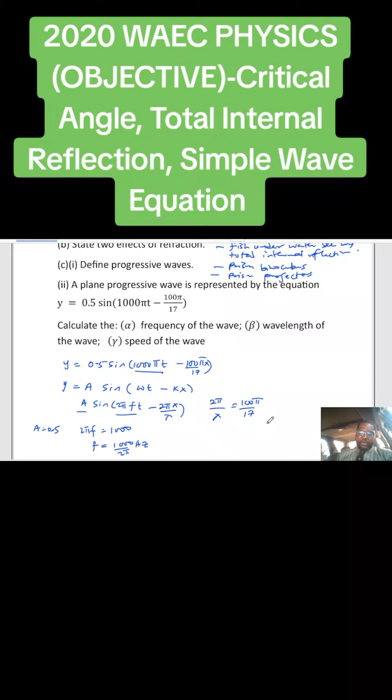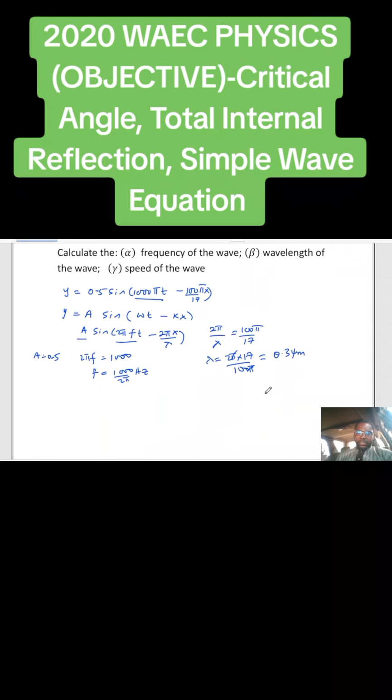So if we cross multiply here, we're going to have lambda equal to 2 pi times 17 divided by 100 pi. This will cancel. 2 times 17 is 34. 34 divided by 100 is 0.34. So lambda, which is the wavelength, is 0.34.